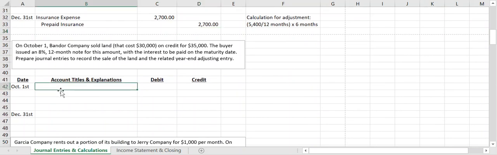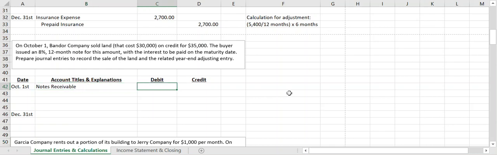In review exercise 3.4, they tell us that on October 1st, our company sold land that cost $30,000 and we sold it on credit for $35,000. The buyer issued an 8% 12-month note for this amount with the interest to be paid on the maturity date. When we're talking about the maturity date, we're talking about the due date. And they want us to prepare the journal entries to record the sale of the land and any related year-end adjusting entries. So we are going to be receiving $35,000 from the person that purchased our land 1 year from now. So that becomes a notes receivable.